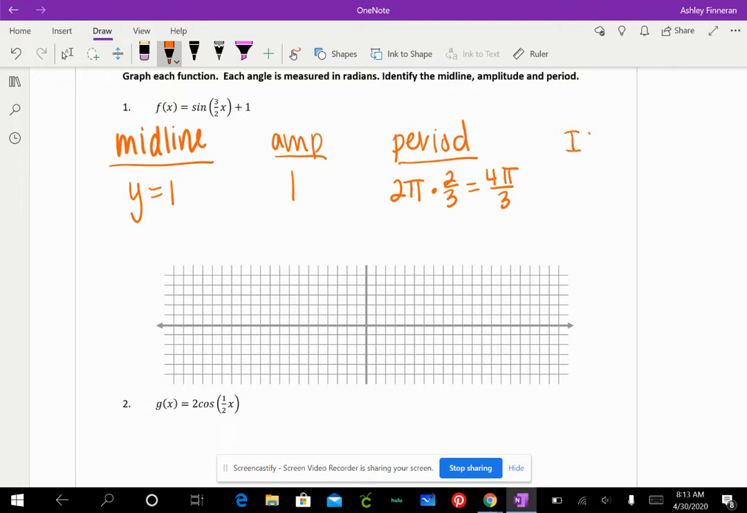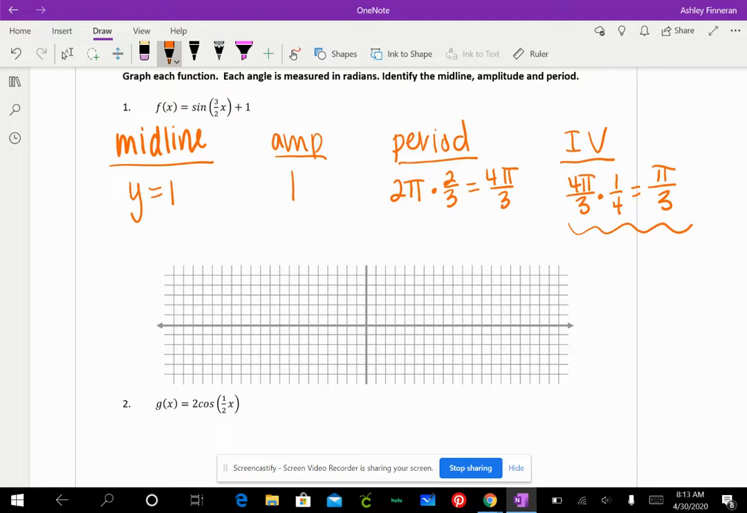And then our important values, so every max, min, or where it hits the midline, will be a quarter of the way through the period. So if I want to figure out how far apart those are, I'm going to multiply by 1/4, and that means they're going to be pi over 3 apart. And figuring this out, even though it's not required, will help you determine what you should go by on the x-axis for a scale. So I need to know that something important is going to happen every pi over 3. So I'm going to go by pi over 3.